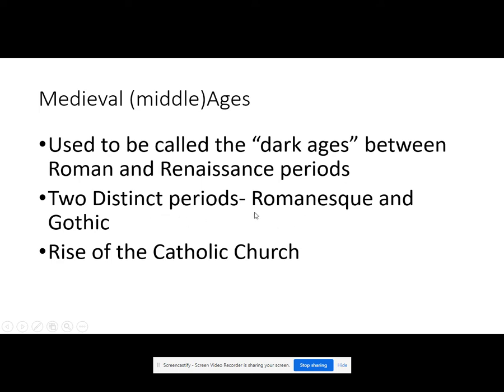There are two distinct periods of this chapter. There's the Romanesque, which means Roman-like, and we'll see why. And then the Gothic period, which is right before the Renaissance, the Italian Renaissance. And again, we're going to see the rise of the Catholic Church, and it is going to fund and create most of the art we're going to look at in this chapter.